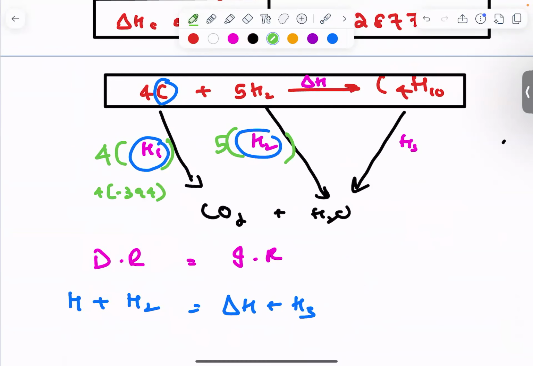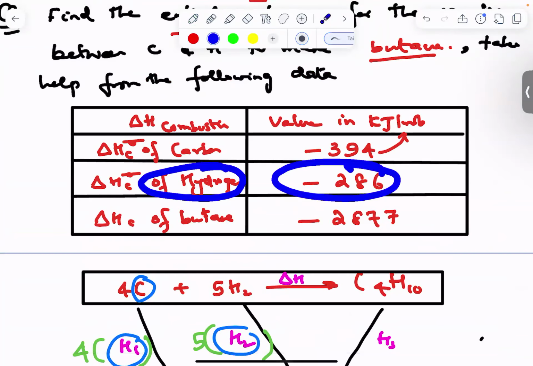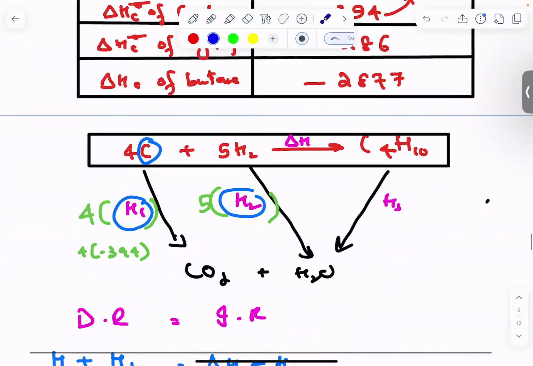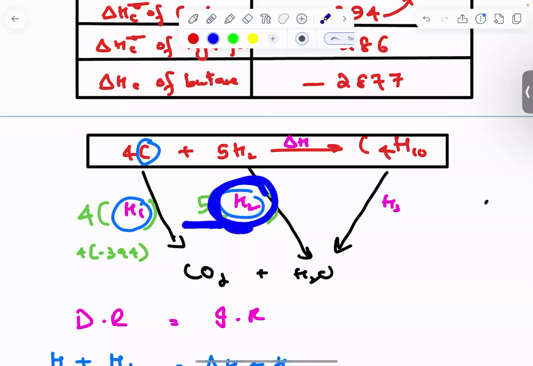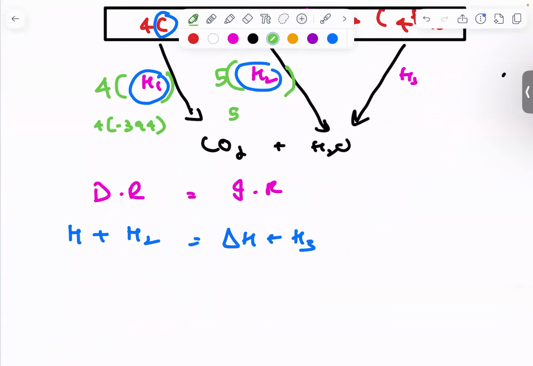And what is the value for hydrogen? You can see here, the value of hydrogen is minus 286. And where is hydrogen given here? So whatever is the value, you need to multiply it by 5. So minus 286 should be multiplied by 5. I hope it makes sense, right?